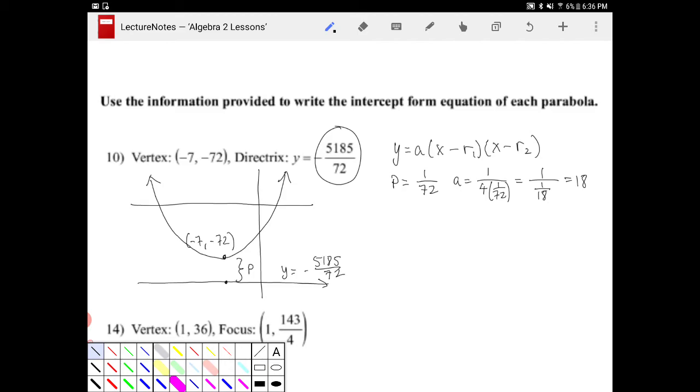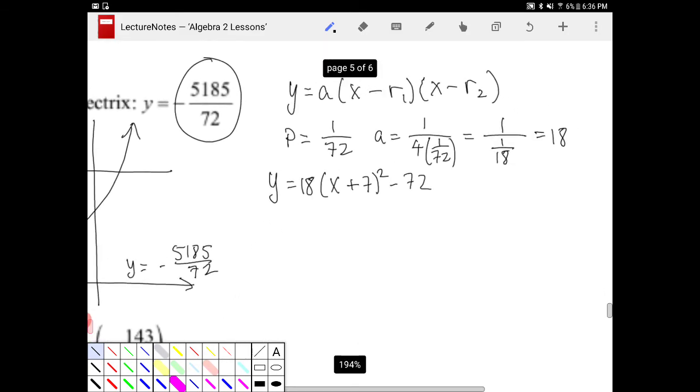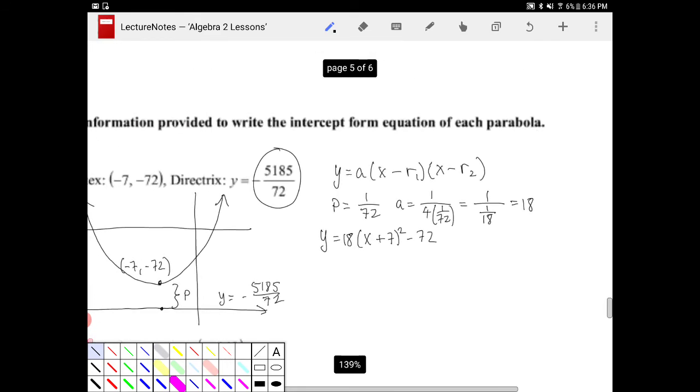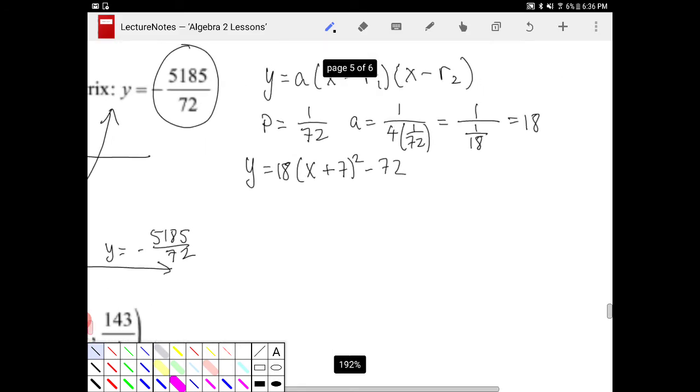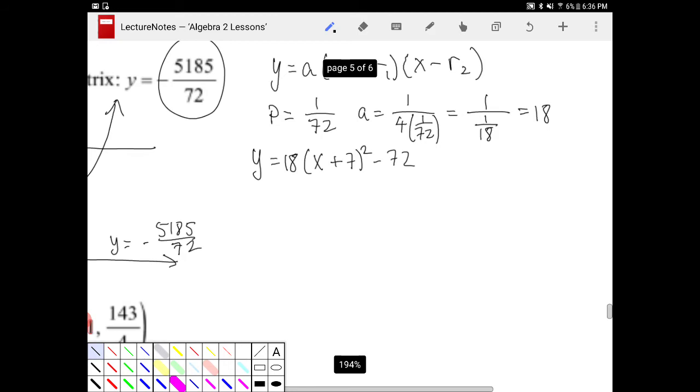So if A is equal to positive 18, that means y is equal to 18 times x minus negative 7, so it's x plus 7, quantity squared, minus 72. My goal is to rewrite this in factored form, or intercept form. So that's what I'm going to do, is I am going to square this thing out.